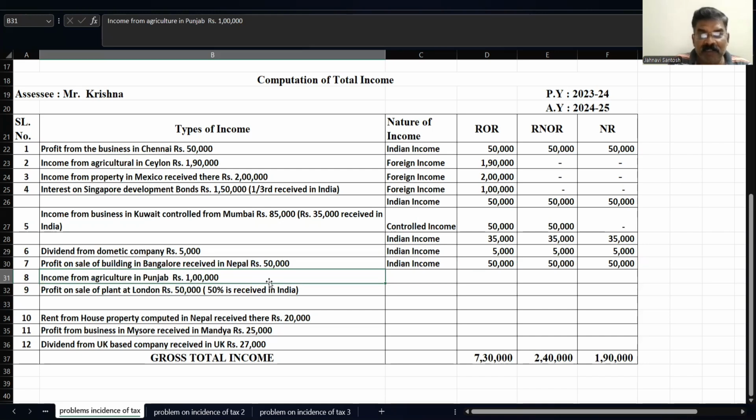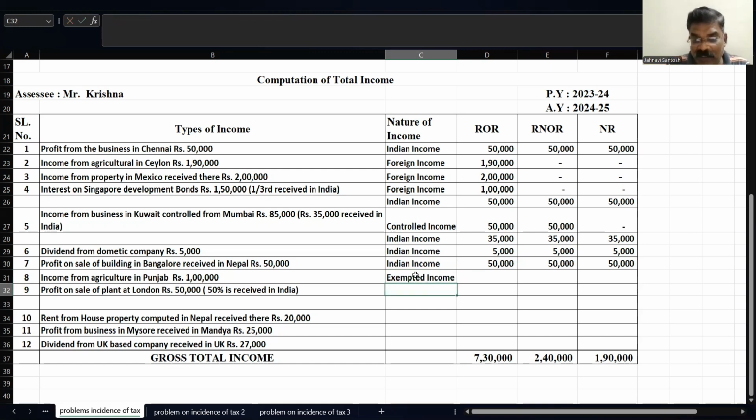Income from agriculture in Punjab. Where is Punjab? Punjab is in India. So any agricultural income generated inside India is exempted. It becomes exempted income, so there is no tax on agricultural income. So I am going to write it as 0, because it's tax-free. We call it tax-free.